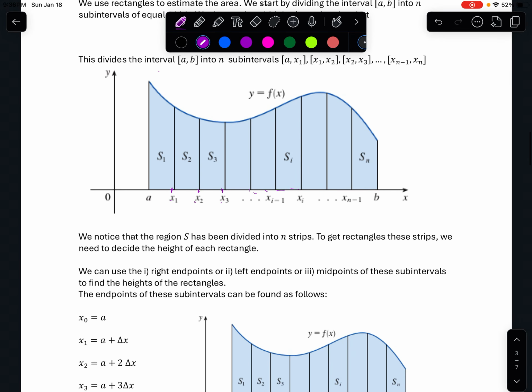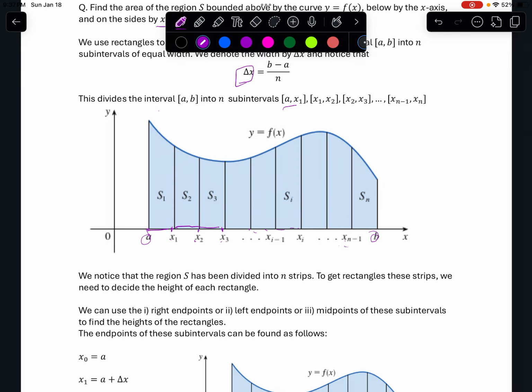So this is what we do. The last one that we put is x sub n minus 1, because the b is already there from the beginning, a is already there from the beginning. So now these subintervals are created: a, x1, then x1, x2, then x2, x3, and so on. These are the subintervals that are created.